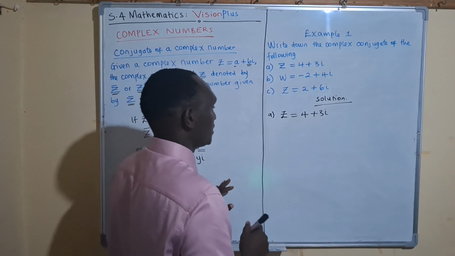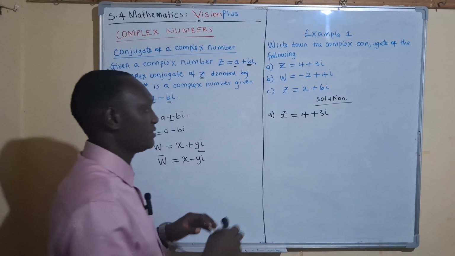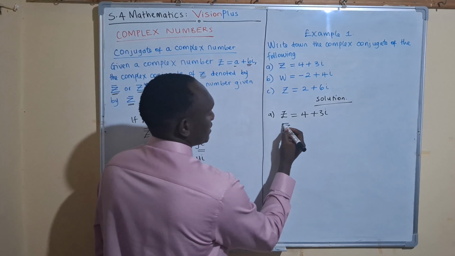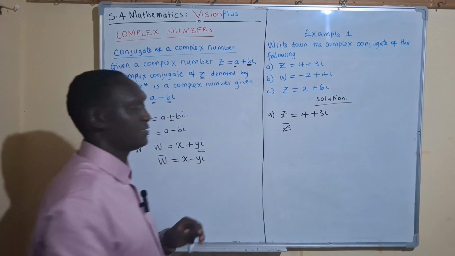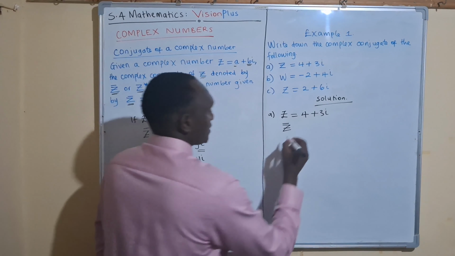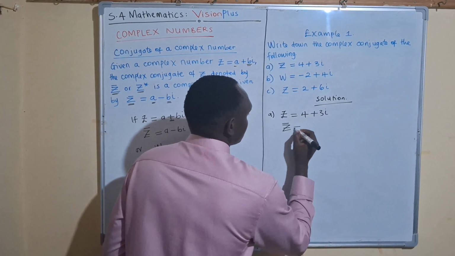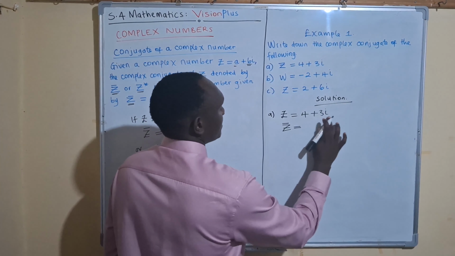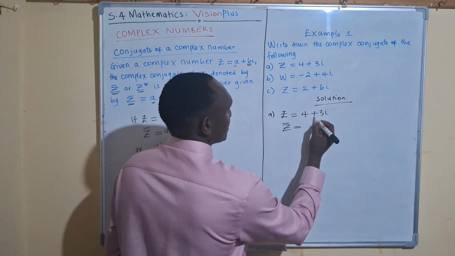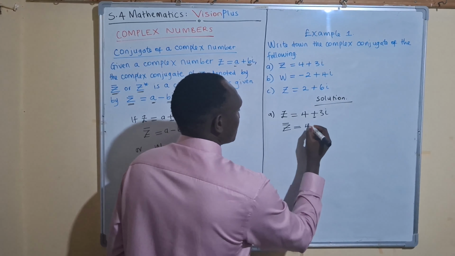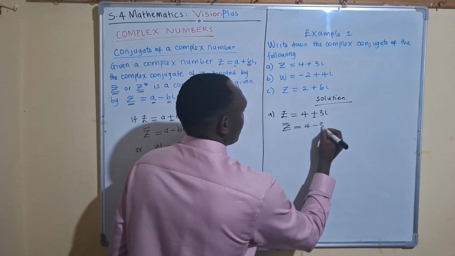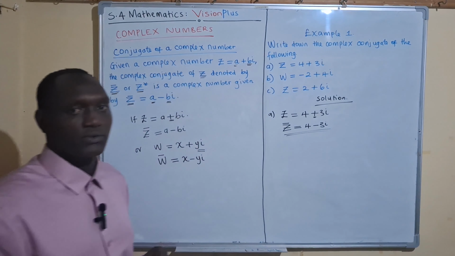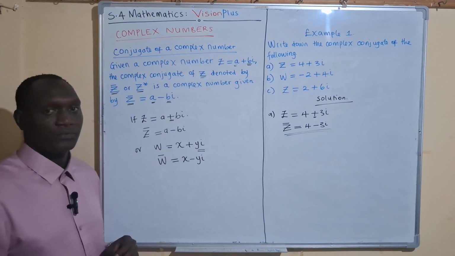The complex conjugate of z becomes z bar. Putting this bar on top means that it is z conjugate. And we say that if you are getting the conjugate of a complex number, you just change the sign which is on the imaginary part. You can see clearly that it is plus, so we shall just say it is 4 minus 3i. And this is the answer for the complex conjugate of the first part.